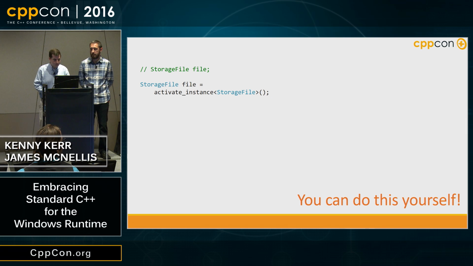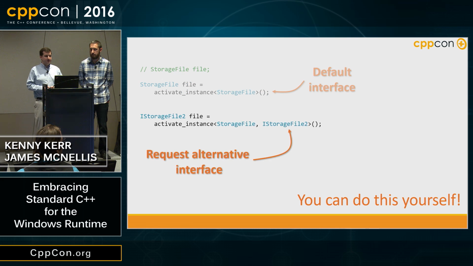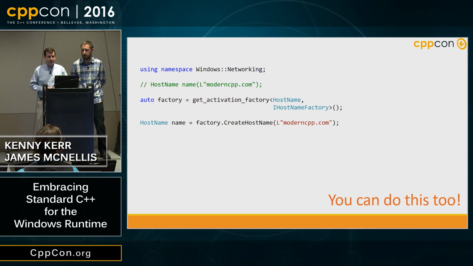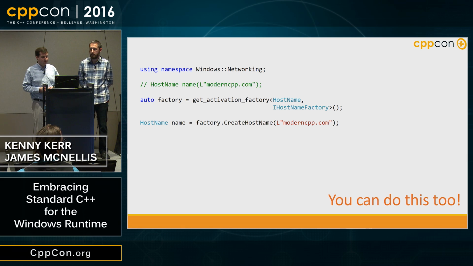So for example, here you just call activate_instance and it will construct a storage file. This will do it with the default interface, IStorageFile being the owning interface. Similarly, if you wanted to, you could call activate_instance and request a specific interface that you wanted if you wanted to call a lot of functions on that interface. And you can go deeper still. So for example, here we can get the factory and we can call CreateHostName directly on the factory. So we don't need to keep going through to get the activation factory over and over again. We'll see in a moment that there's actually an optimization there that we have, so that might not be as bad as it looks.